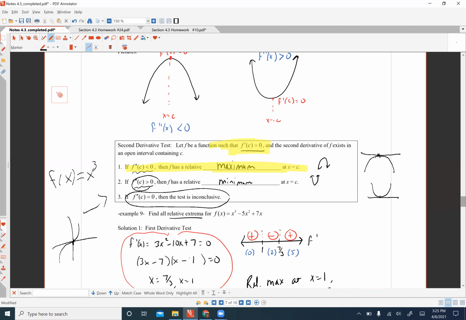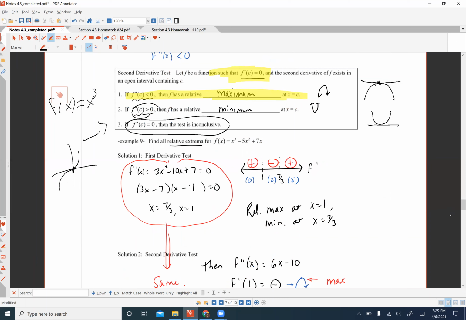We're going to find all relative extrema for this polynomial here, one of my favorite polynomials, x cubed minus 5x squared plus 7x. Let's first find the critical points, right? So for this example 9, we're going to find the critical points, and then we're going to find the value of the second derivative at those critical points.